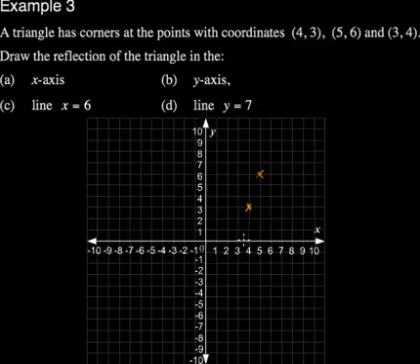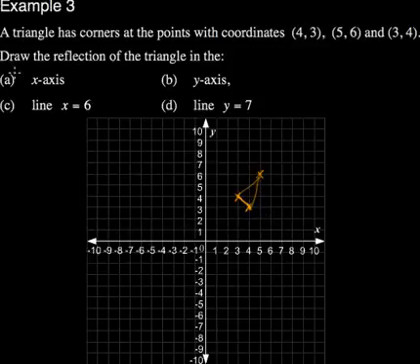And 3, 4. Now normally it asks you to label these coordinates, but it hasn't asked you to do it in this question. So we're just going to draw the triangle like that. And of course, as I said before, you would use a ruler to draw these.